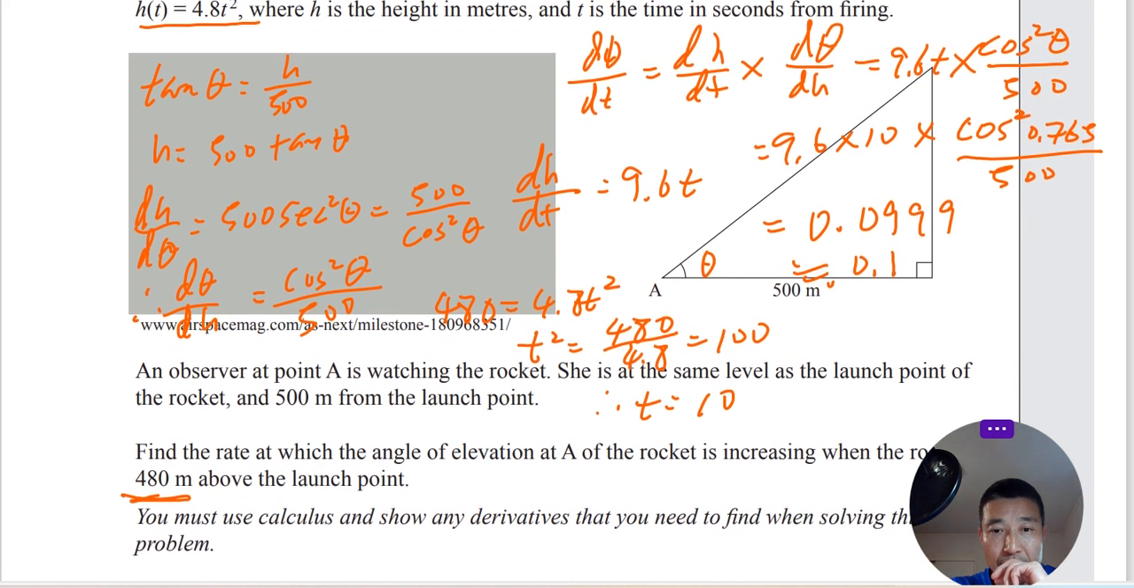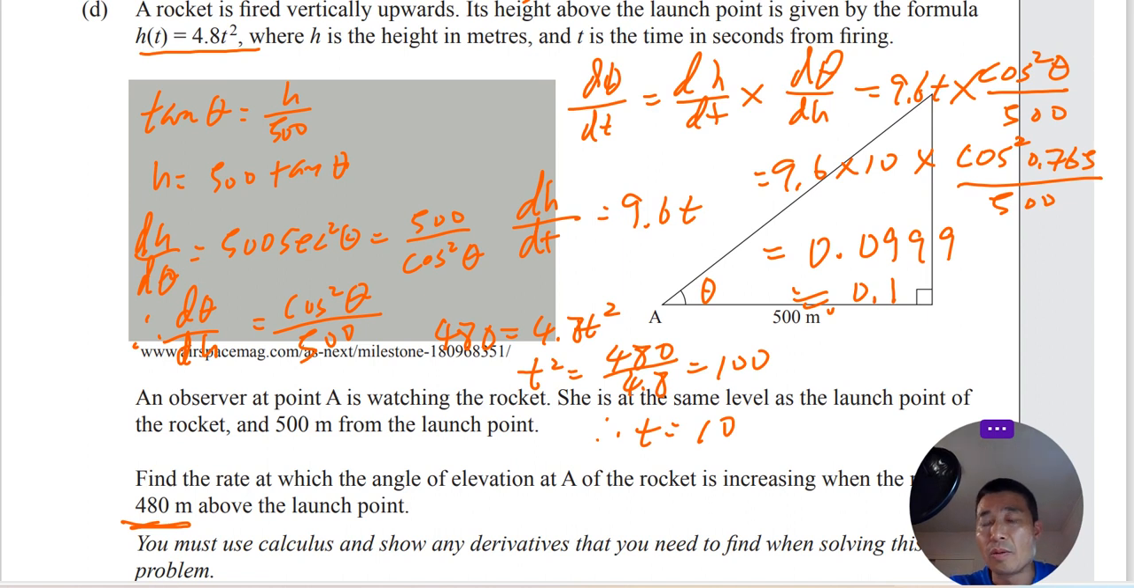What would be the unit? So angle in radian, right? Well, you could write rad, radian per second, right? That should be the answer.